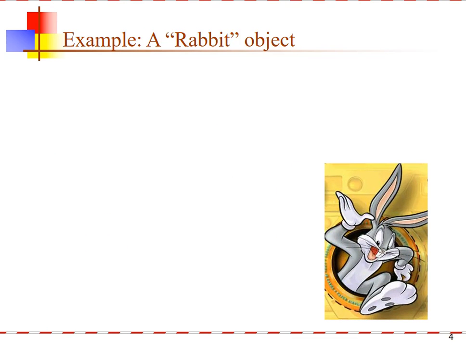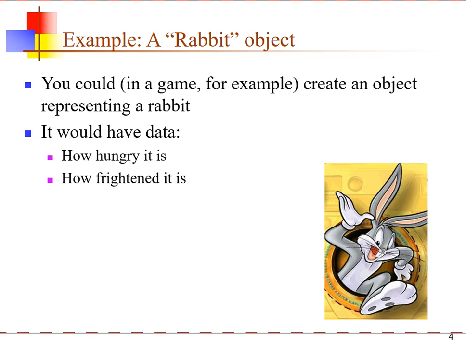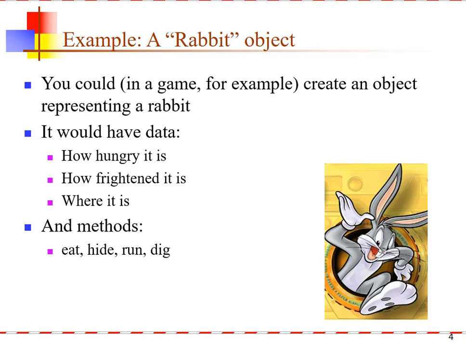In an example here, if you're designing a game that has a rabbit in it, the object is going to be the rabbit, and the characteristics that you set up for the rabbit are going to be your instance fields or your data. You would set up maybe how hungry the rabbit is. That would maybe also determine a status in the game. You could describe how frightened the rabbit is, or where it is actually at physically, like a location in the game. The methods that you might have could be that the rabbit could eat, hide, run, dig, and other things if you wanted.